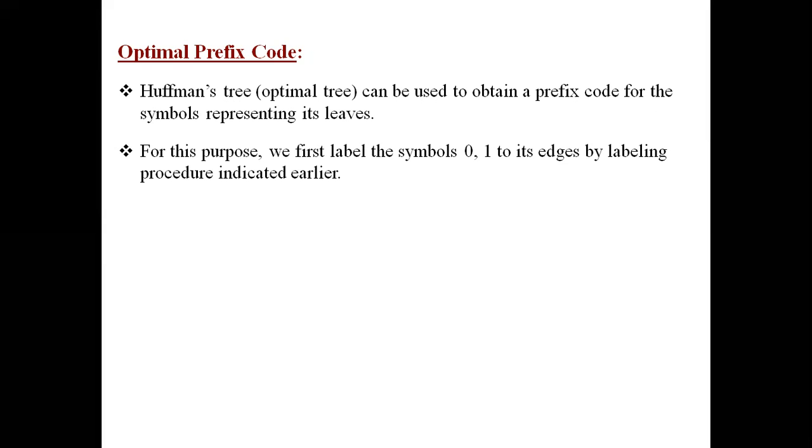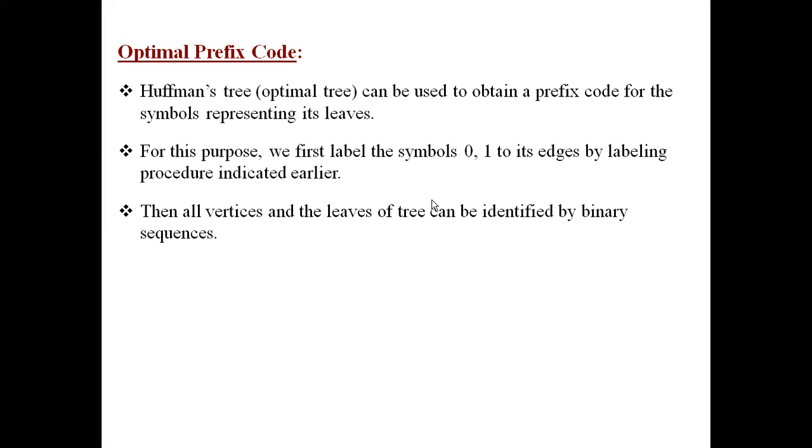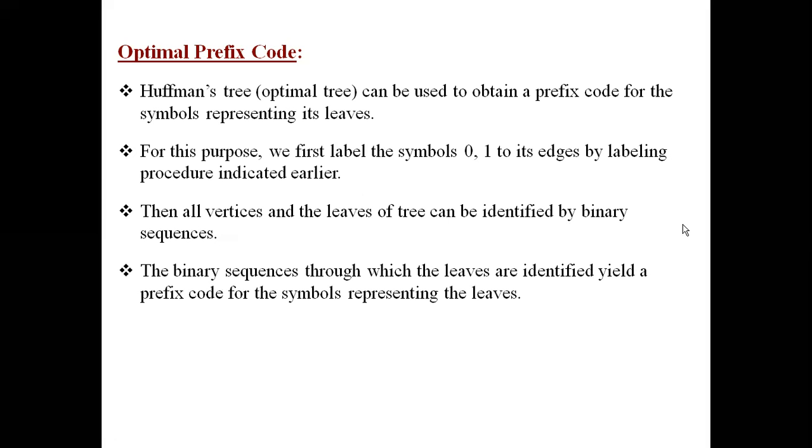For this purpose, we first label the edges with 0 and 1 by the labeling procedure which we learned earlier. The labeling procedure means we assign 0 to the left child and we assign 1 to the right child. So the edges will have zeros towards the left and 1 towards the right. Then all the vertices and the leaves of the tree can be identified by binary sequences, and those binary sequences through which the leaves are identified yield a prefix code for the symbols representing the leaves.